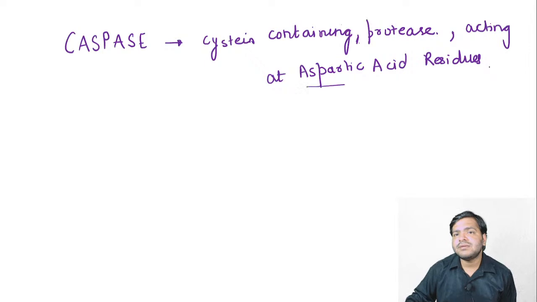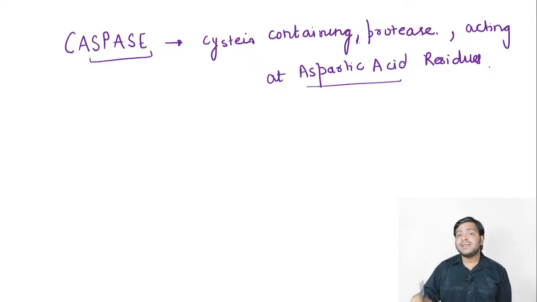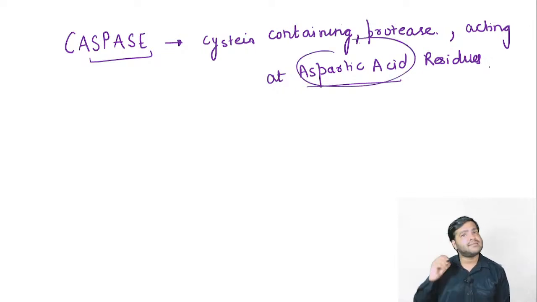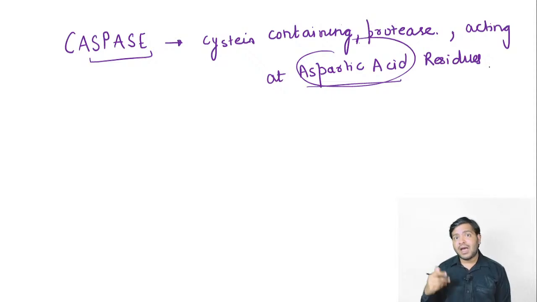You already know a protein is made up of amino acids. This is aspartic acid. So it is basically an enzyme which will cut or break the protein structures where it finds aspartic acid. It will try to destroy that particular protein. And you all know that proteins are the structural units of the cell. If the structural units of the cell are destroyed, it ultimately means that the cell will undergo apoptosis, the cell will die.